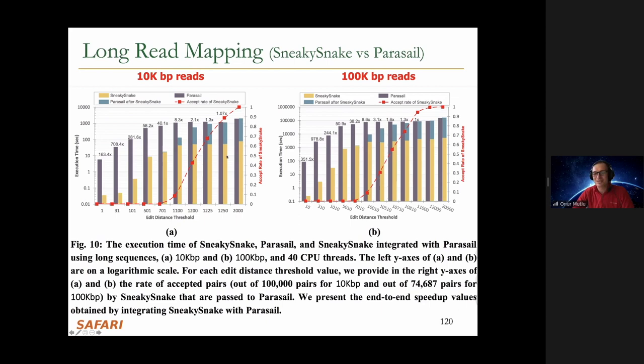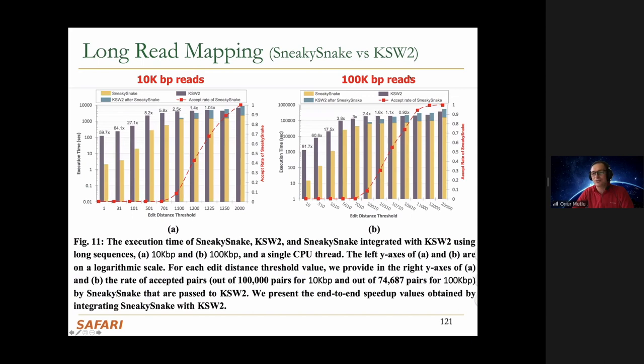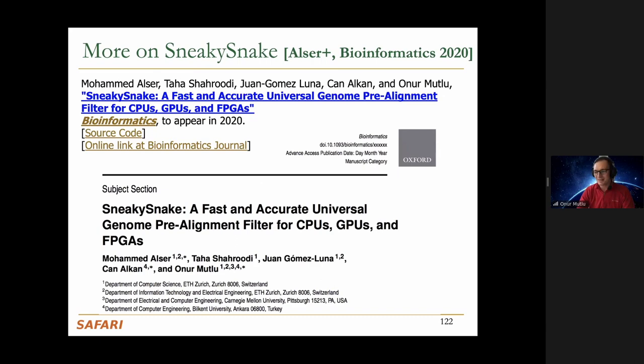Okay, so this is another mapper that's actually used in Minimap 2. We don't do as well compared to the Minimap 2 mapper, but we're still quite good, as you can see over here. With the error rates that are used in the field today, we actually get 27x or 17x speedup. I'm not going to talk more about this, but this is SneakySnake.